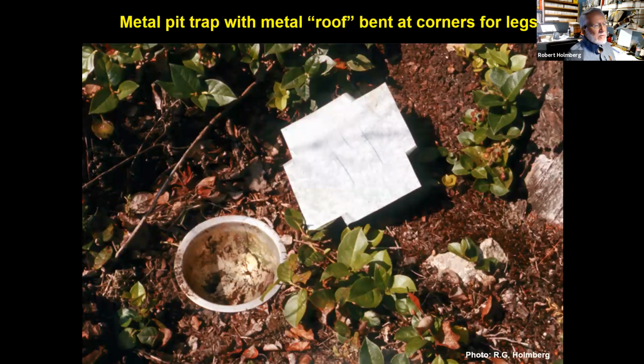So here's an example of a metal pit trap, and it has a roof made out of tin, and the tin is bent at the four corners to raise it off the ground. Otherwise, to raise the lid, you can use stones or sticks, or there are various pins or nails that you could use to do the same thing. So you want a small enough space for them to crawl through and then fall into the pit trap.